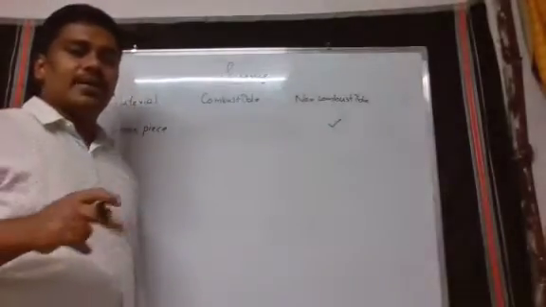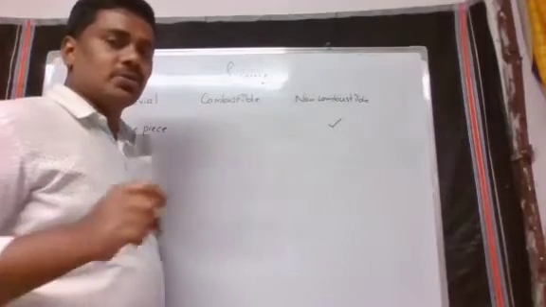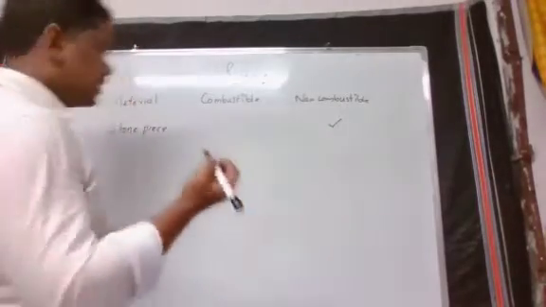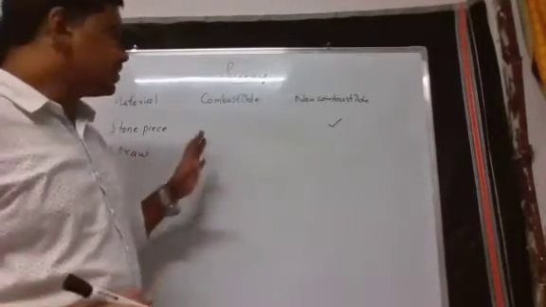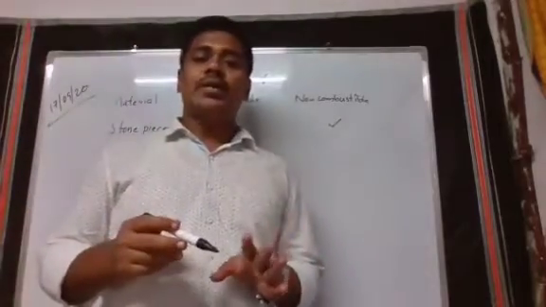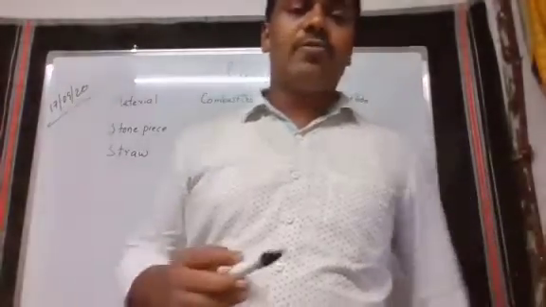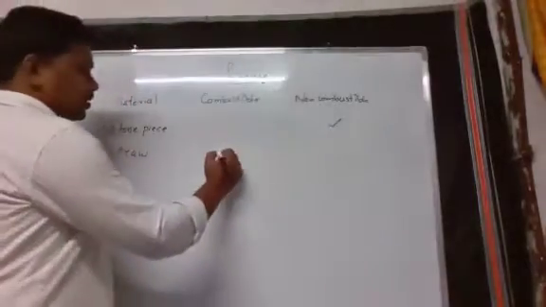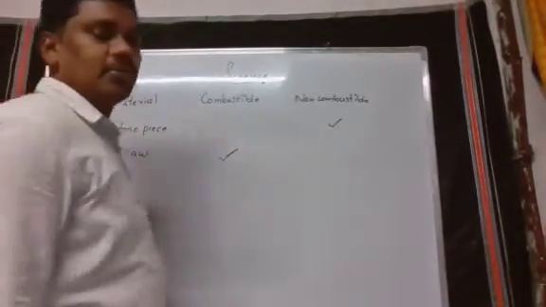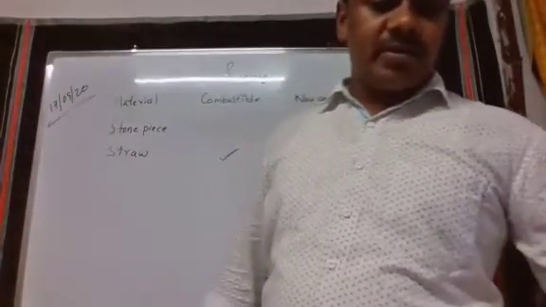And what is next? Straw. When we are having juice or any drink, we use a straw. It is made of plastic. When we introduce the straw to a light source for burning, what happens? The straw will burn. So it is combustible. It will produce heat or light.